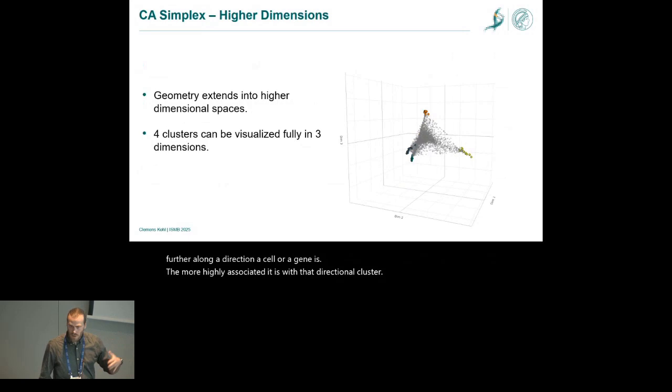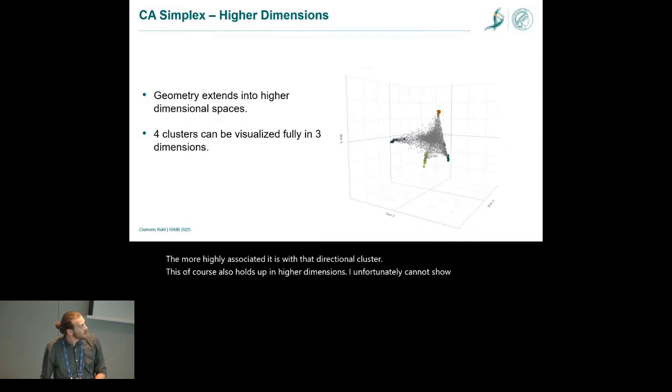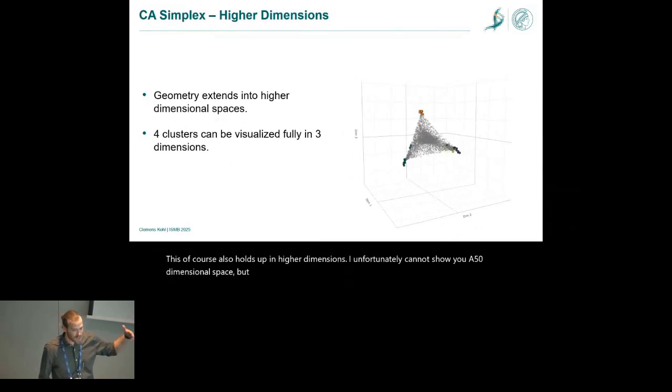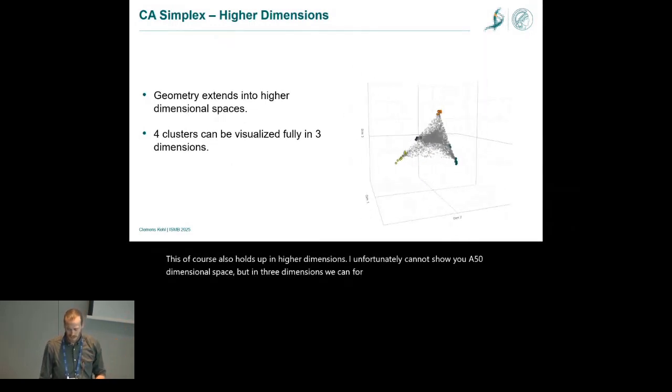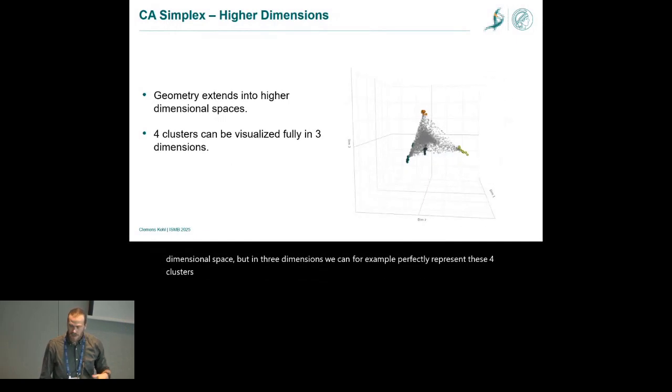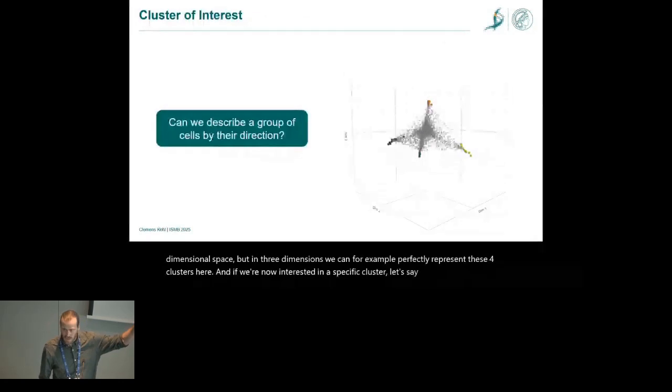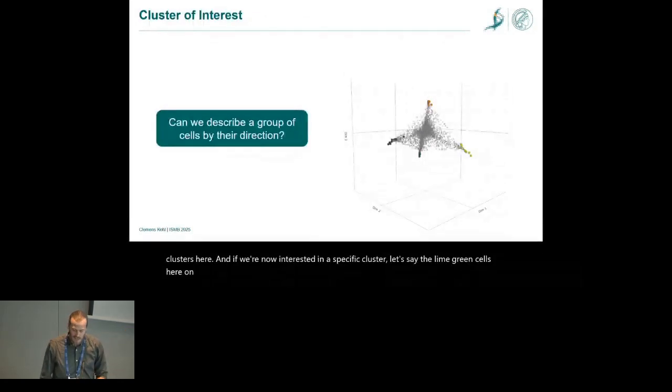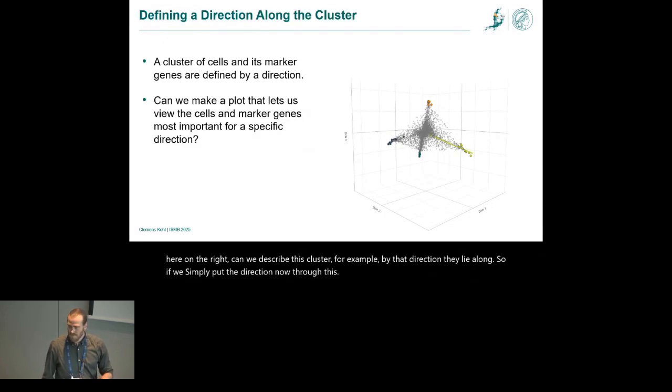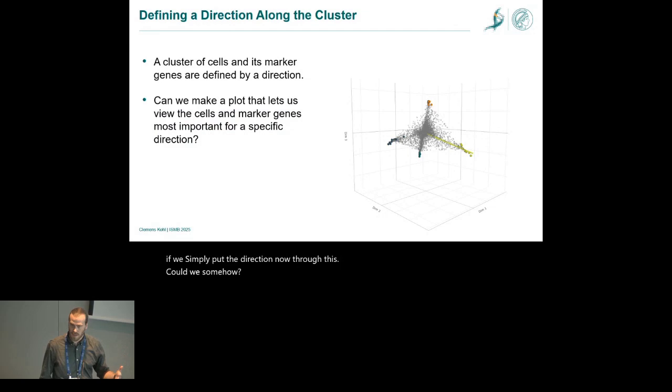This, of course, also holds up in higher dimensions. I unfortunately cannot show you a 50-dimensional space, but in 3 dimensions, we can, for example, perfectly represent these 4 clusters here. If we're now interested in a specific cluster, let's say the lime green cells on the right, can we describe this cluster by the direction they lie along? If we simply put the direction through this cluster, could we somehow visualize how well this direction actually describes our cells?